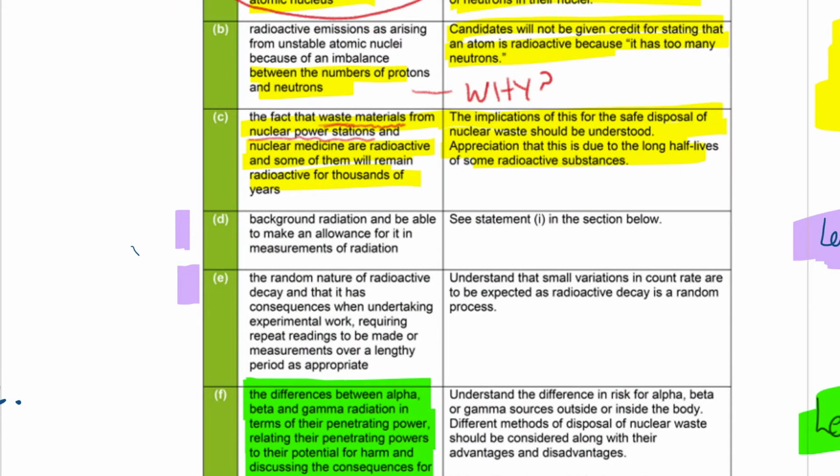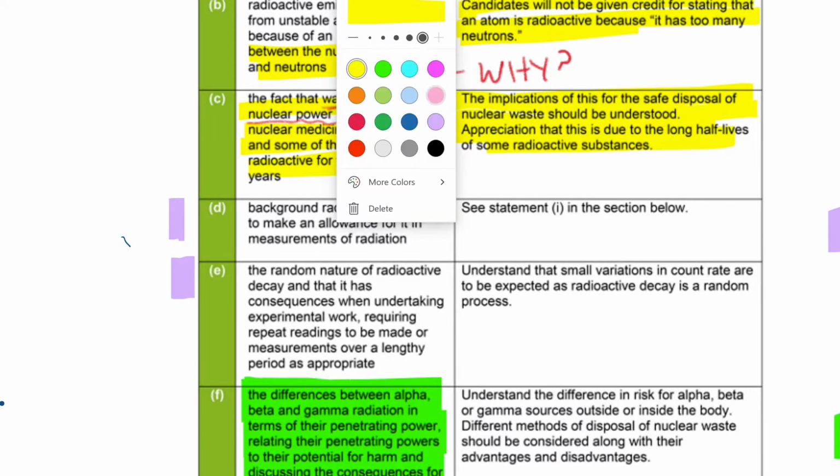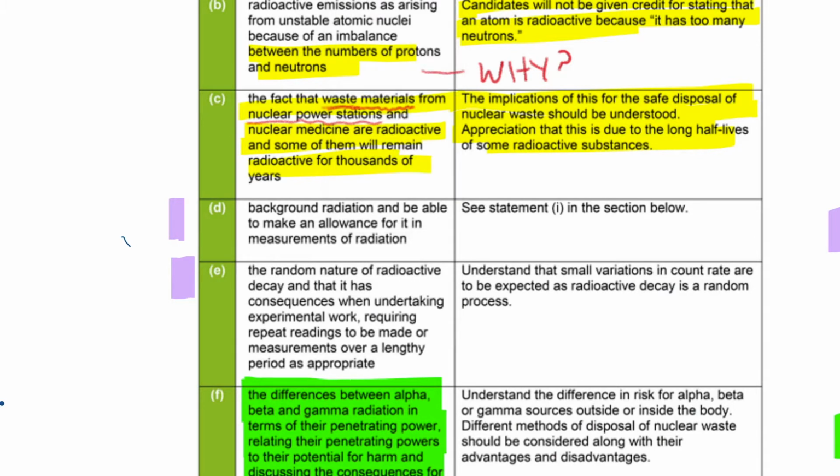2 on this table, D and E. Let's have a quick look, see what they are. Right, firstly then, we'll be learning about what's called background radiation and be able to make an allowance for it in measurements of radiation. That there's a random nature of radioactive decay and consequences when undertaking experimental work requiring repeat readings over a period of time.